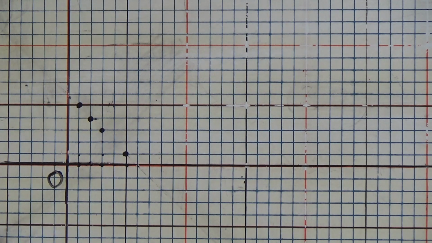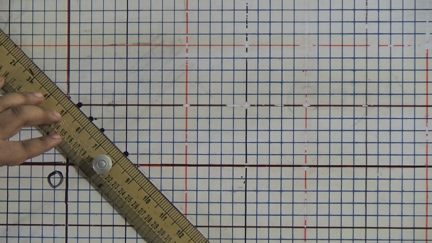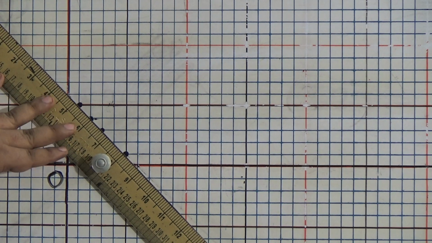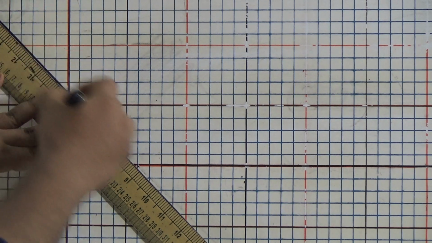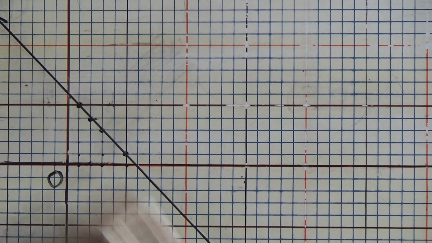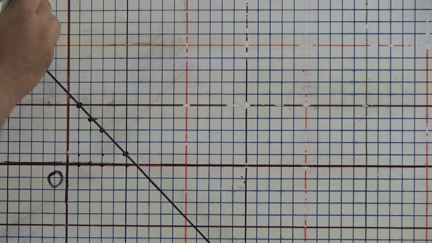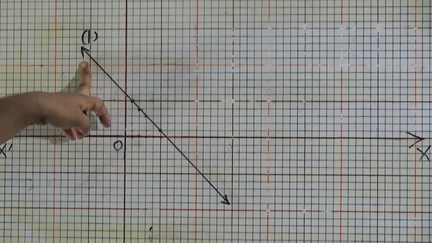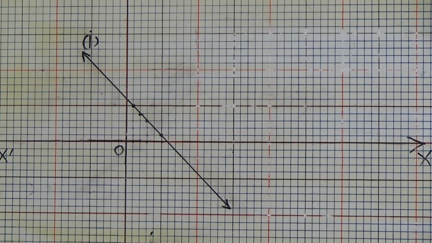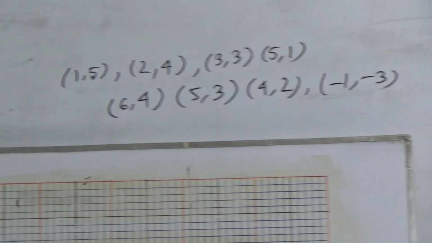Now we draw a straight line and increase it in both directions. Okay. And this is called the graph of equation number 1. Next we shall draw the graph of equation 2.